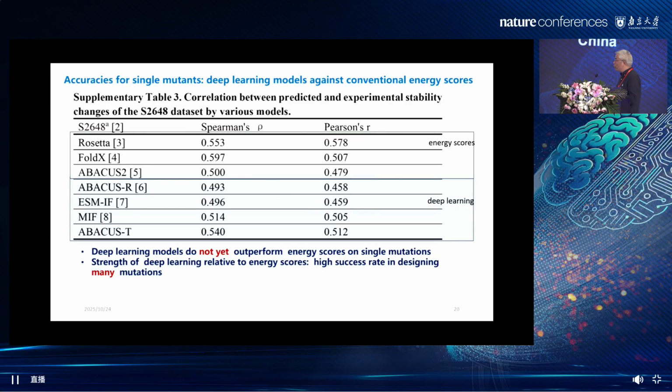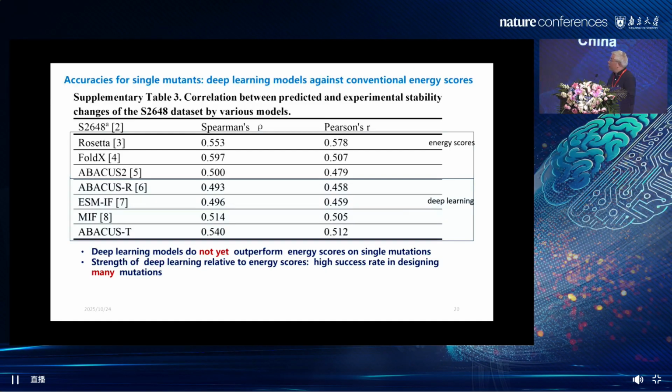So deep learning methods do not yet outperform energy scores on single mutations. But what's interesting is that the strength of deep learning, despite this inaccuracy, is that it seems to generate a high success rate in designing many mutants. Perhaps one thing this indicates is that there is still room to improve deep learning methods so that they become more physical, so that at least they can outperform the energy score method for these small perturbations.